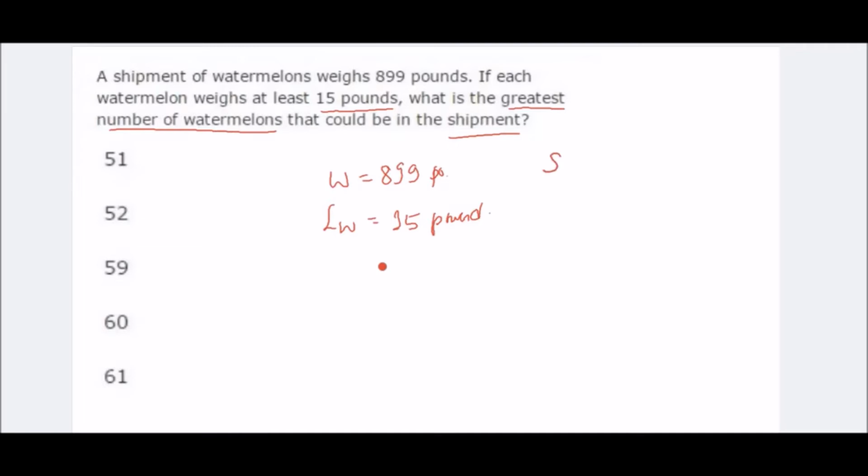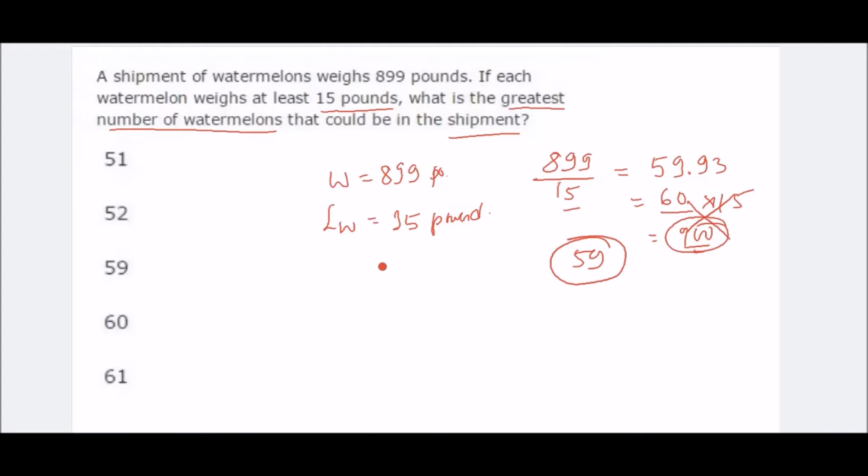So first we will divide 899 by 15 pounds. So we'll get the number of watermelons, and that will come as 59.93. So we can't round it up to 60, because if we round it up, 60 into 15 will be 900, and that's not the weight. So there may be chances of some watermelons weighing more than 15 pounds. So the maximum number would be 59. Yes, that's our number. So the answer choice will be option third.